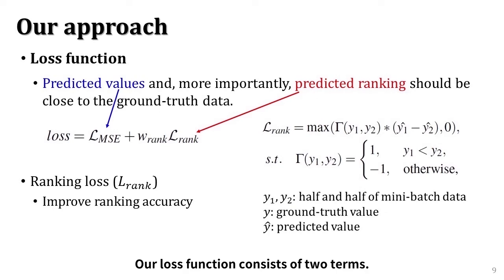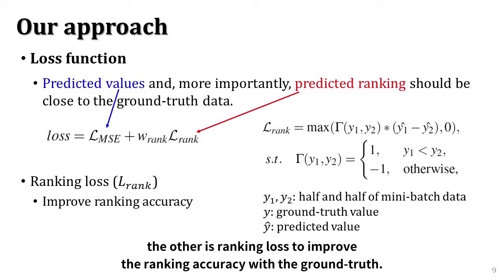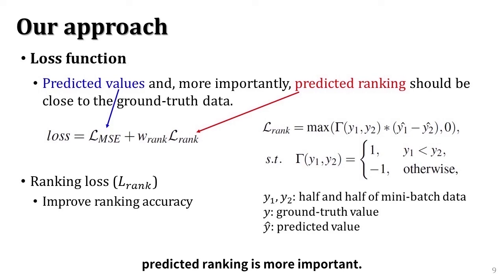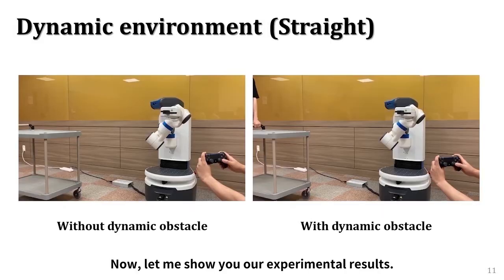Our loss function consists of 2 terms. One is MSE loss to close the ground truth value, and the other is ranking loss to improve the ranking accuracy with the ground truth. Since our method selects the best one through our objective function consisting of the 2 terms, predicted ranking is more important. Now, let me show you our experimental results.